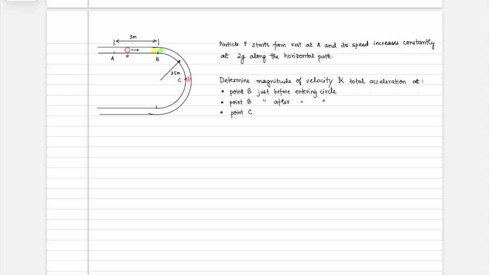And what the question says is that you have to determine the magnitude of velocity, essentially the speed, and the total acceleration at point B just before entering the circle. So that's where it's still executing rectilinear motion. And then at point B just after entering the circle. So that means it's now executing circular motion, but its speed would be the same as it was at this position just before. And at point C, where it has completed 90 degrees of this rotation. Okay, so pause the video and try it yourself.